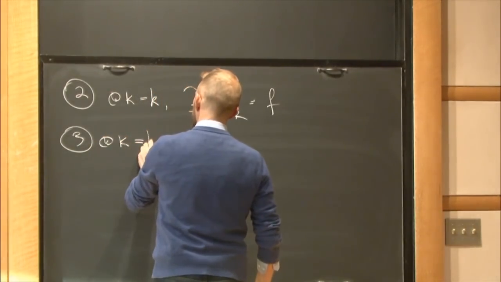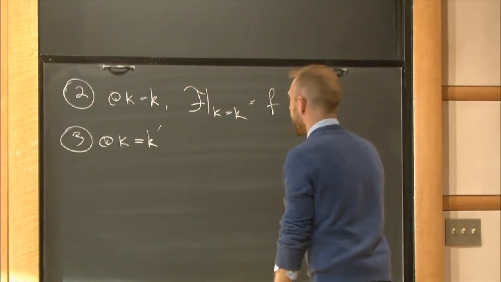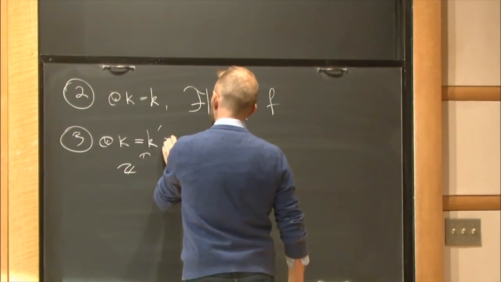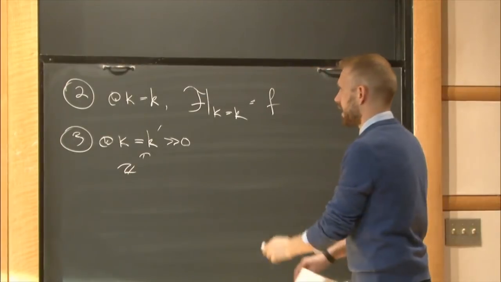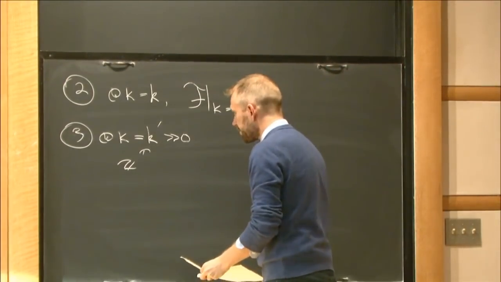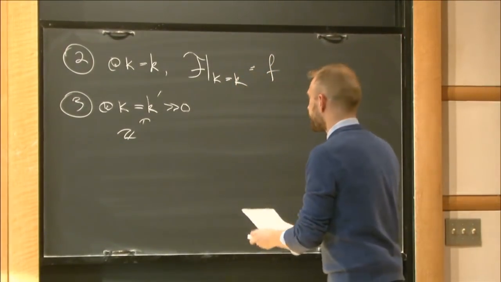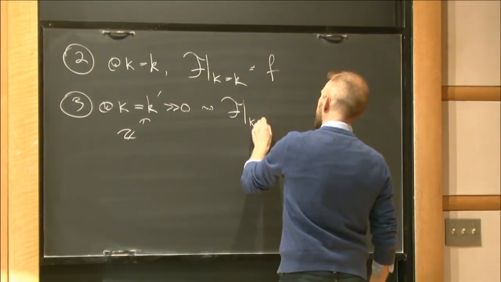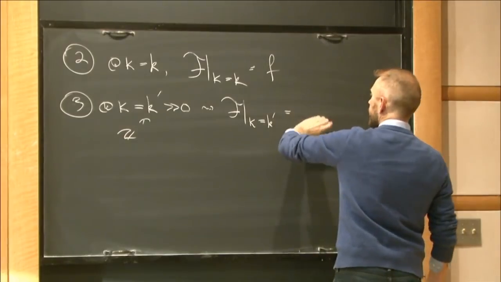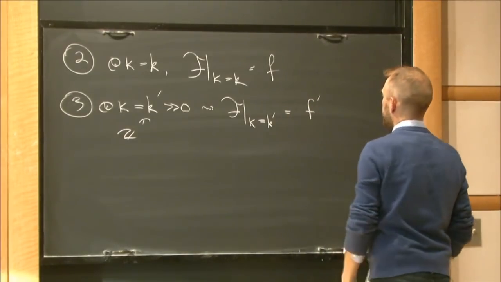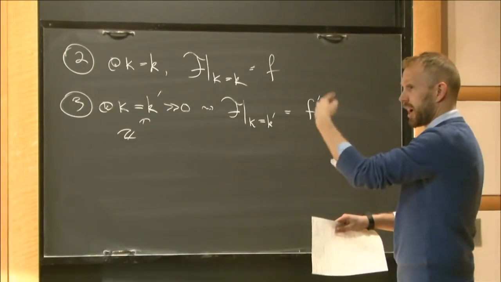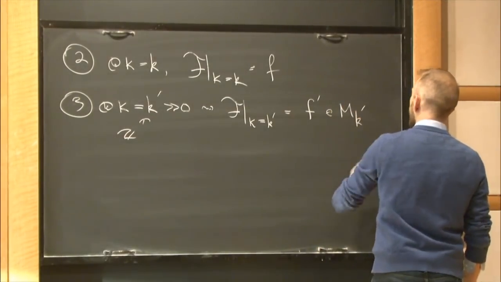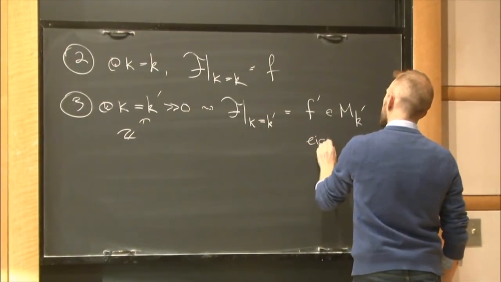If you take another point in the weight space, k prime, which is an integer, and it's sufficiently large in a way that I don't really want to quantify, then when you evaluate at that integer, what you'll get is something called f prime, which is a weight k prime eigenform also. So this is an element of M_{k'}. It's an eigenform.